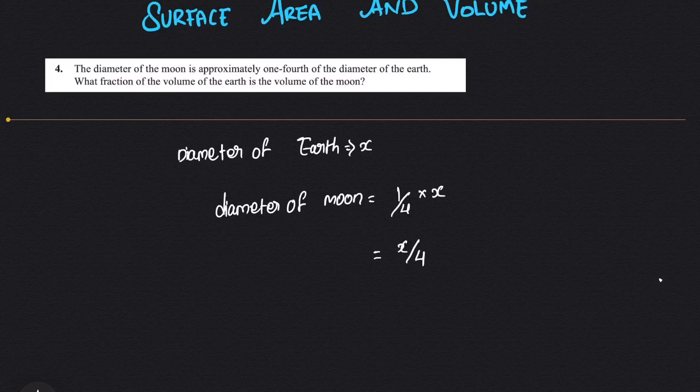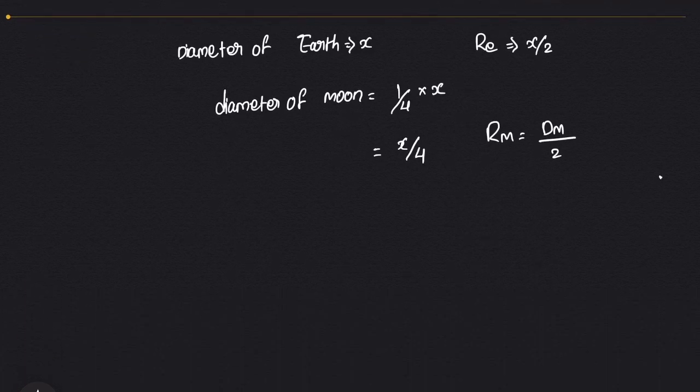But volume is based on the radius, not the diameter. So we need to find the radius of earth and moon also. So the radius of earth is x by 2. Then the radius of moon, again diameter divided by 2. So the radius of moon is equal to the diameter of moon divided by 2, so x by 4 divided by 2. So the final value is equal to x by 8.